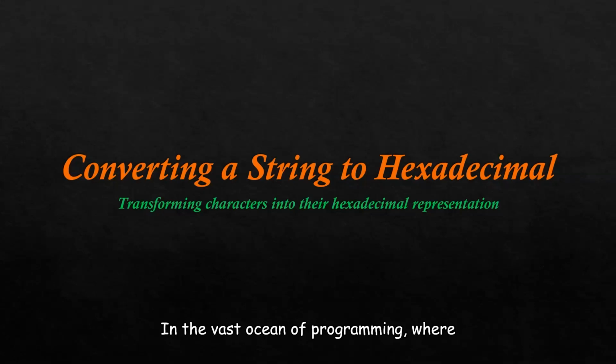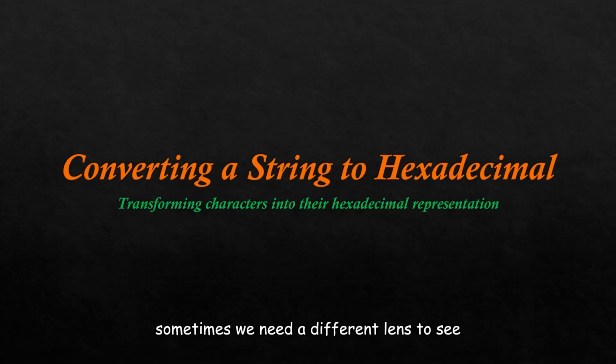In the vast ocean of programming where data flows like rivers of thought, sometimes we need a different lens to see the hidden patterns. Strings, though made of characters, carry meanings far beyond their letters. And what better way to explore their secret essence than to unwrap them in the language of hex, a bridge between human readable symbols and the digital heartbeat of machines. Welcome to our journey on converting a string to hexadecimal in C.